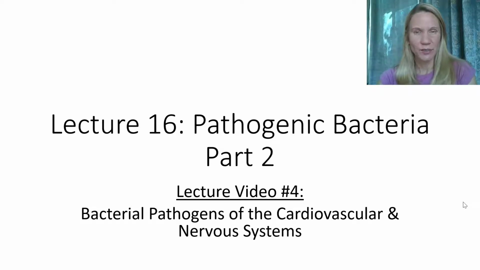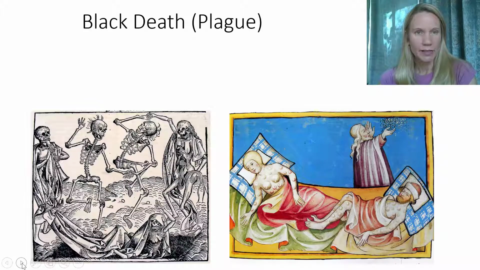Hi, biology students. We're continuing our disease unit in microbiology, now onto diseases of the cardiovascular and nervous systems. Let's start by discussing the Black Death, also known as the plague or the bubonic plague. This is a bacterial disease of historical significance.